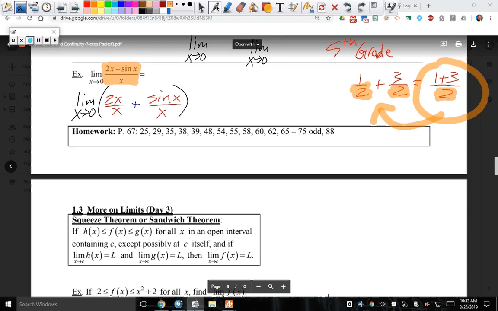Okay, so let's find the limit as x approaches 0 of 2x over x. We'll find the limit as x approaches 0 of sine of x over x. And whatever we get here, we're going to add with whatever we get here. Remember, this is not distribution. It's applying the limit to both. It looks like distribution, but it's applying the limit to both.